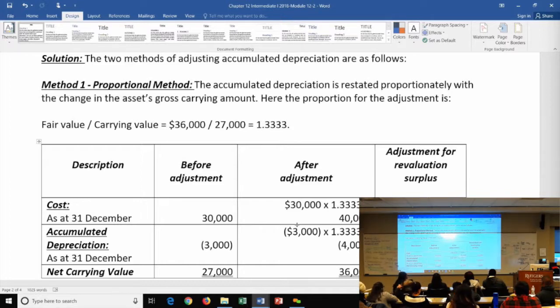So we want to be clear as to what you need to do. You have to proportionately adjust the asset and the accumulated depreciation so that you would get to what the asset would have looked like had you always valued it at fair value.